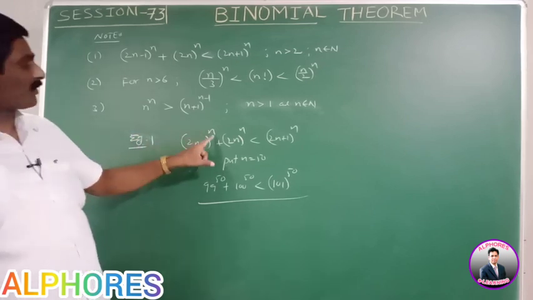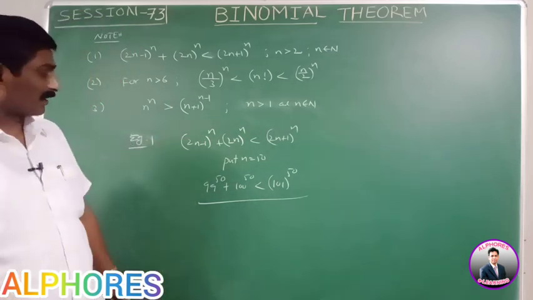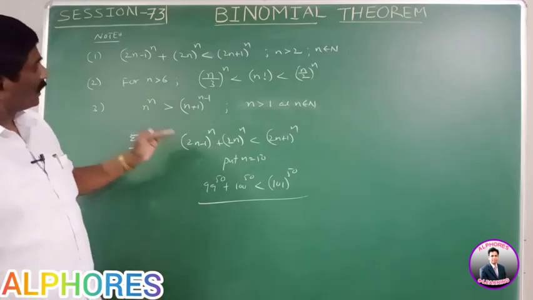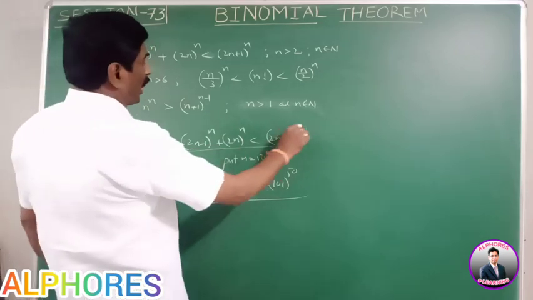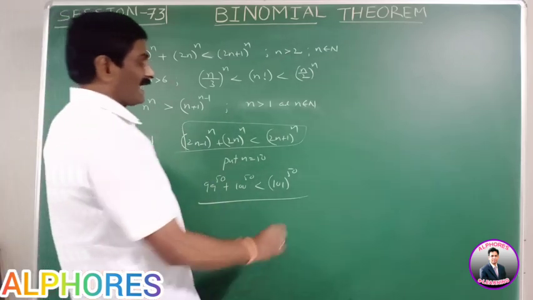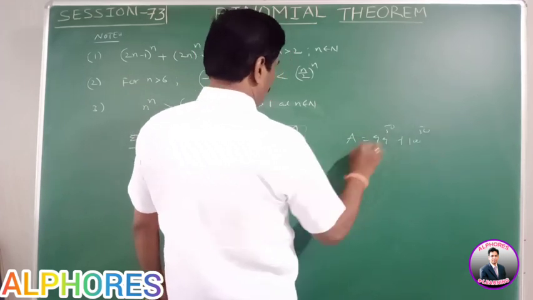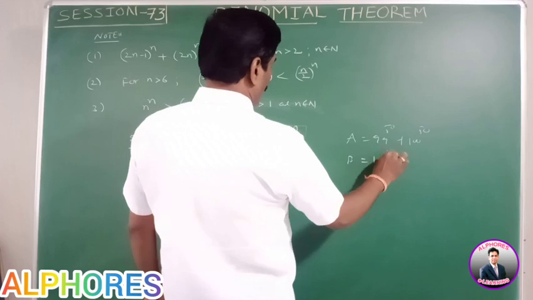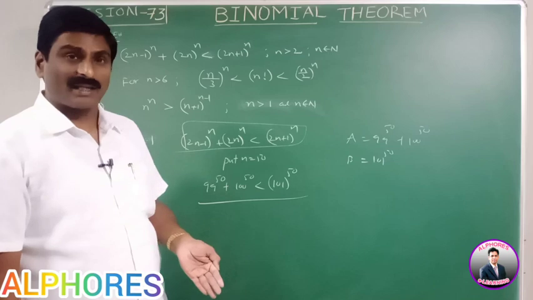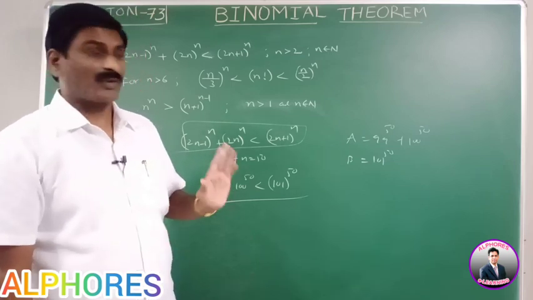Example: we know that (2n minus 1) whole power n plus (2n) whole power n is less than (2n plus 1) whole power n. Put n equal to 50 in the above inequality, then it is correct. Suppose if we cannot know this value, how do we find this inequality? Please observe: A is 99 power 50 plus 100 power 50, B is equal to 101 whole power 50. Find the relation between A and B. Options are: A less than B, A greater than B, A is equal to B, none of these. How do we find these values?